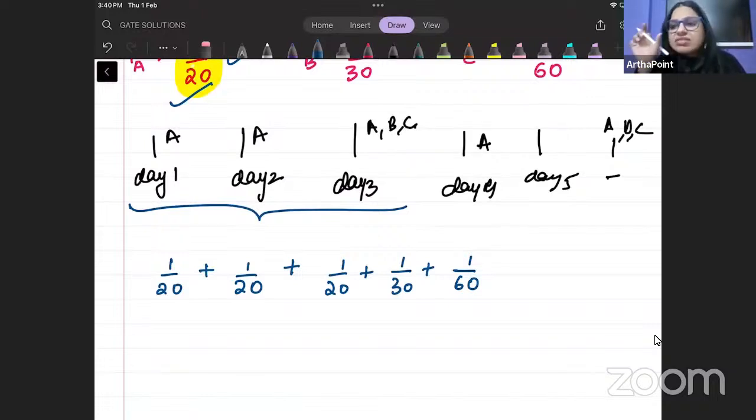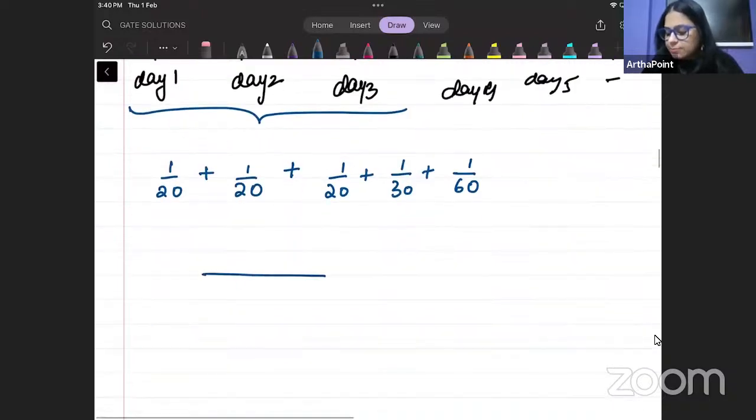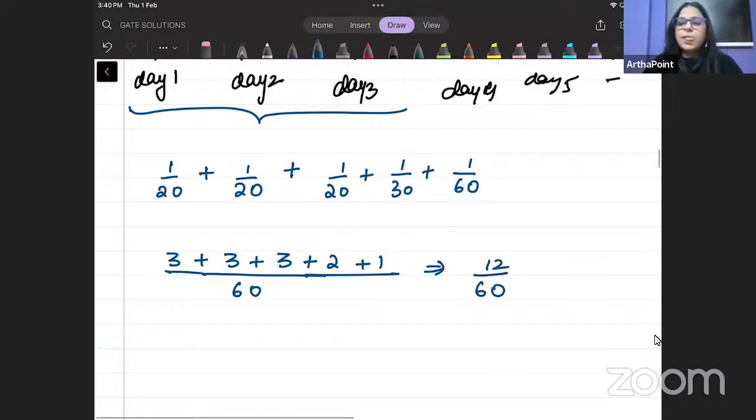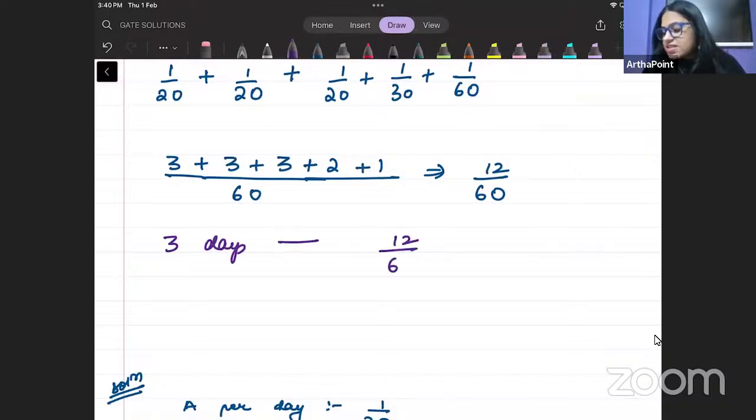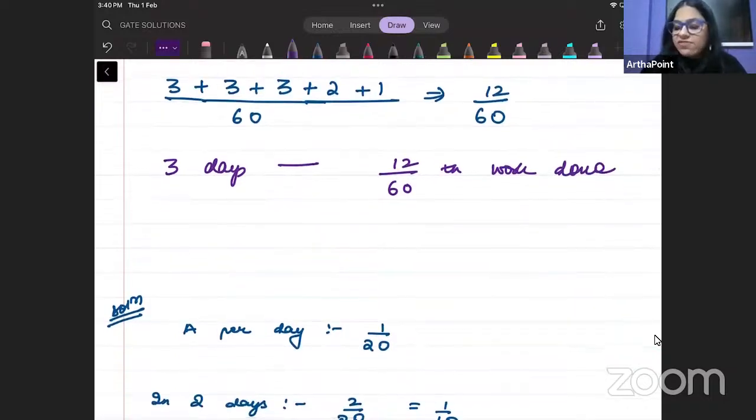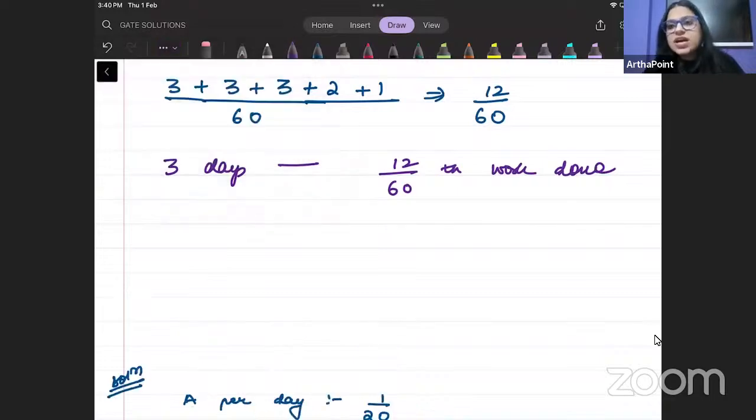So in every 3 days, how much work is getting completed? If I just take LCM, this will be 12/60. So in every 3 days, 12/60th of the work is done.